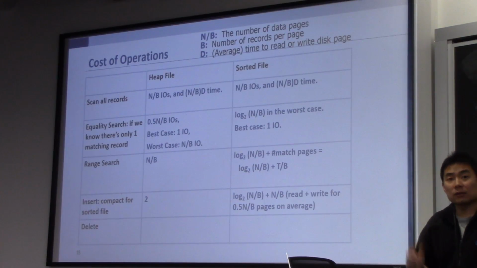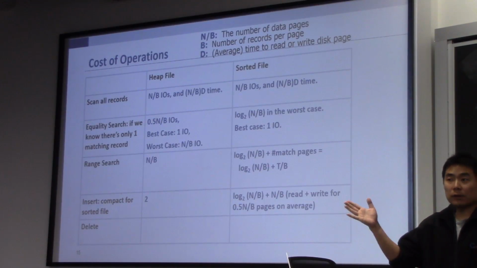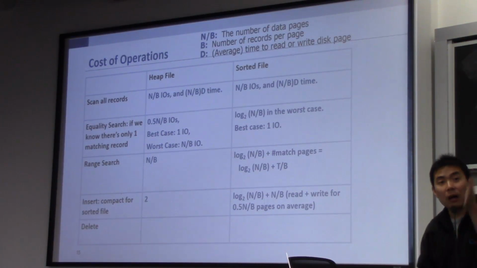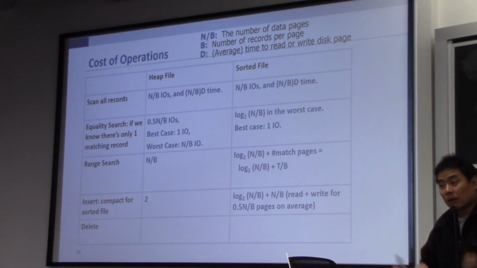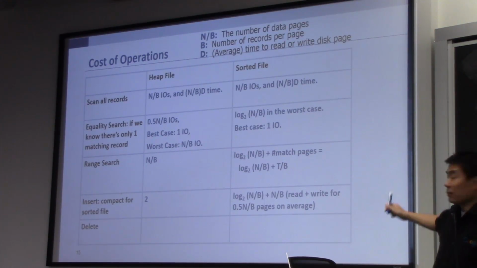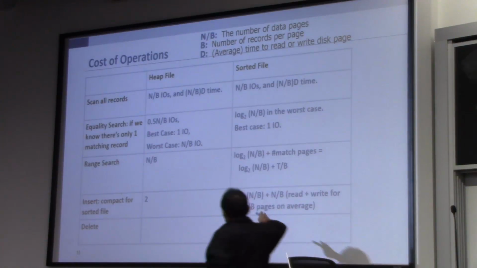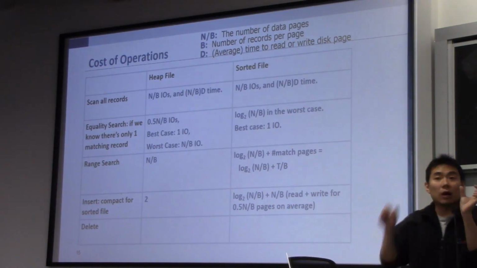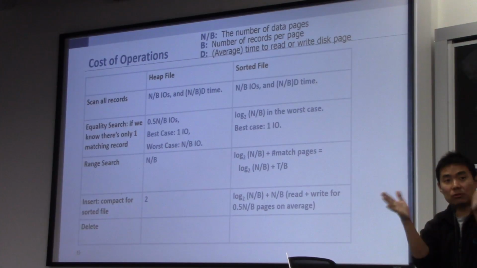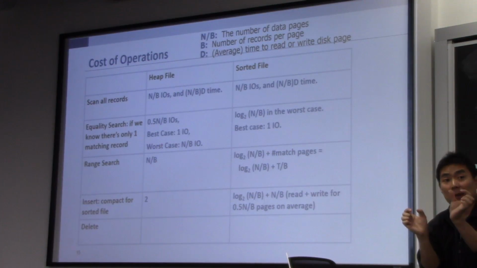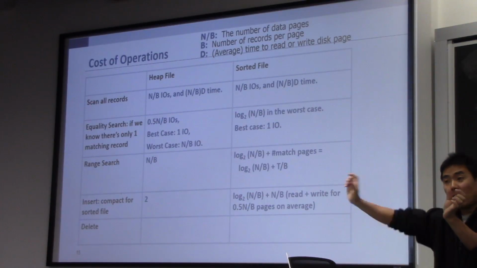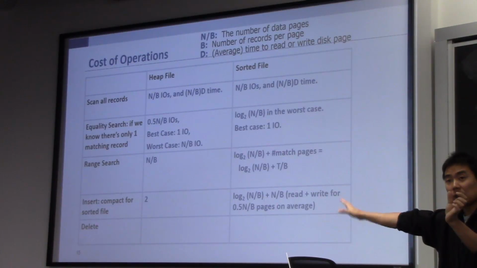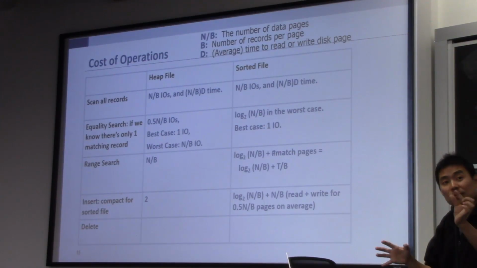If you compact the sorted file, meaning you do not leave holes in pages, for heap file it's still the same thing, because I always write to the last page. But for sorted file, it becomes expensive, because you still need to pay this cost to find the page to insert the record. But in order to do the insertion, because records are compacted and there's no space left on that page, you have to move all the subsequent records slightly afterwards, and write them all back to create space for this new record.